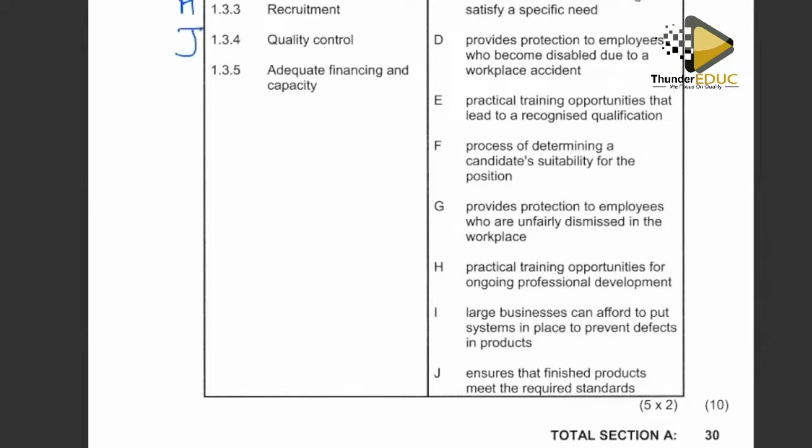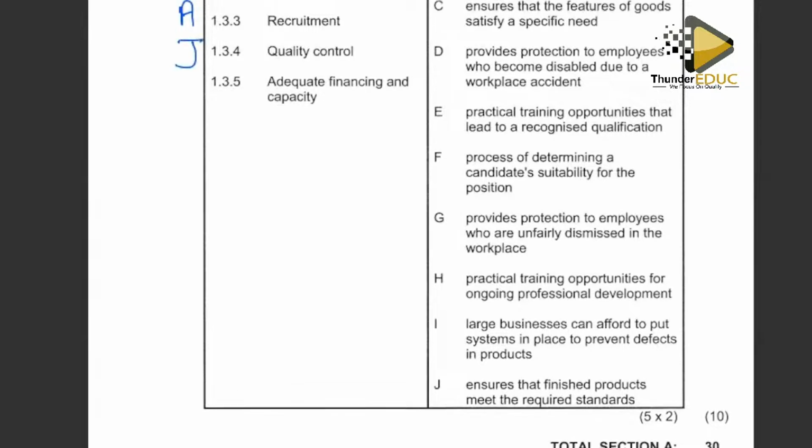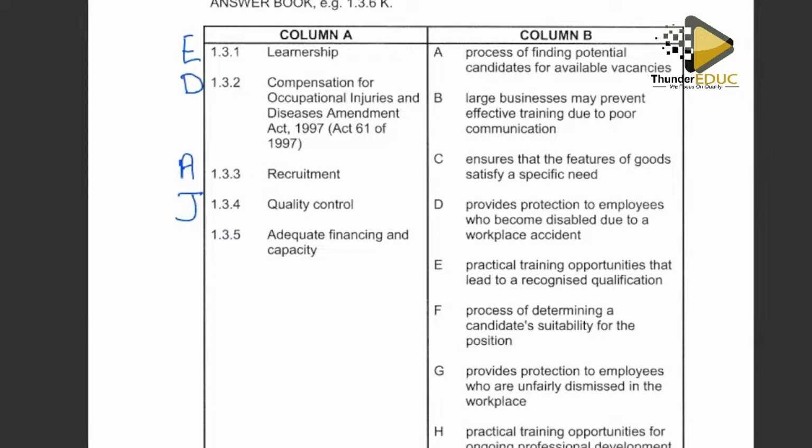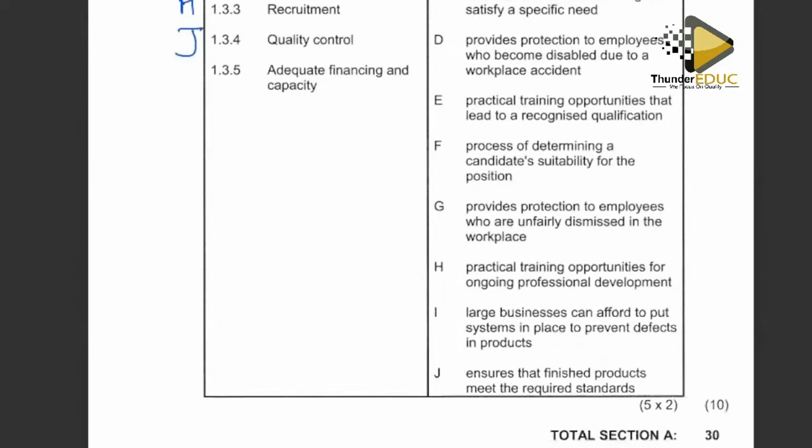Okay, right, grade 12s. So now let's check 1.3.5. 1.3.5 reads as follows. Adequate financing and capacity. So now this adequate financing and capacity is where large businesses can afford to put systems in place so as to prevent defects in products. So it means our appropriate answer in this regard is going to be I.